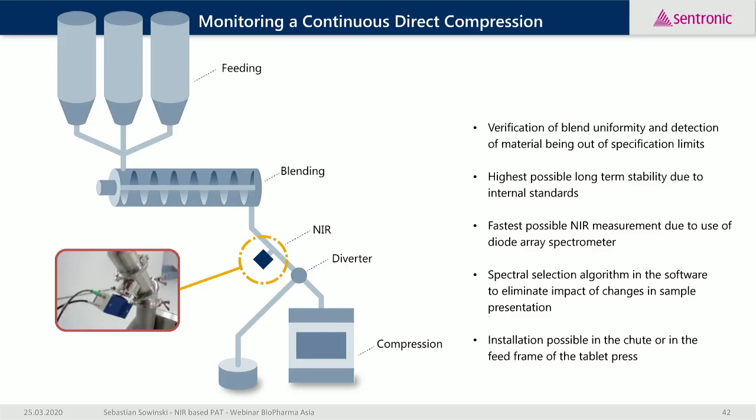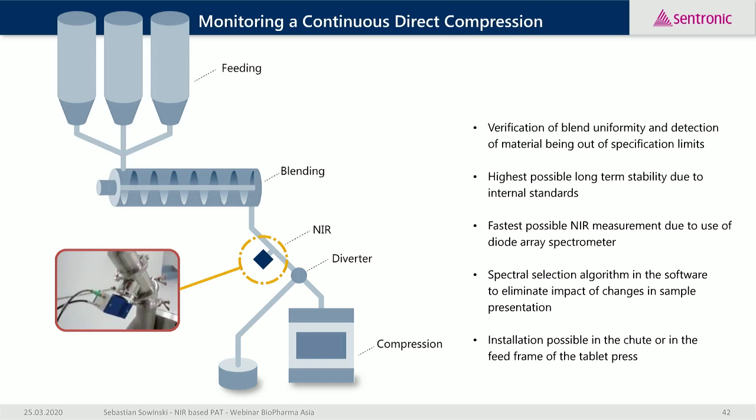The second challenge we have here is that the time between the material passing the NIR probe and the position where it can be excluded from the process, in case it's out of spec material, is a very, very short one, where we have only a few hundred milliseconds to max 1 second to still control a diverter via the NIR spectrum.